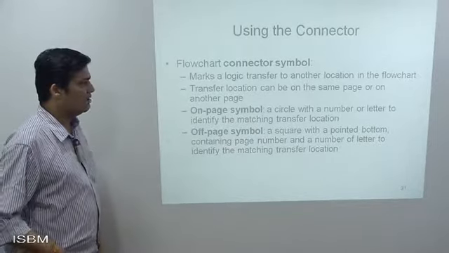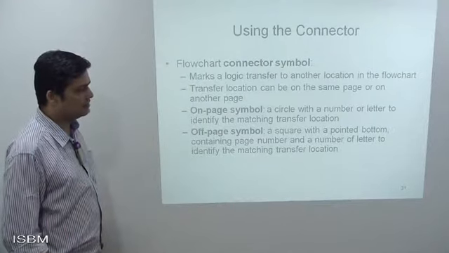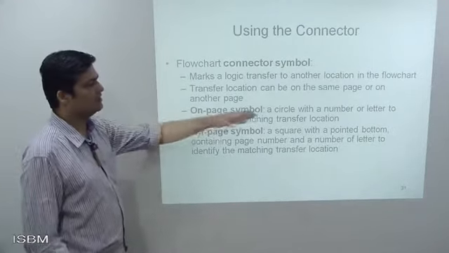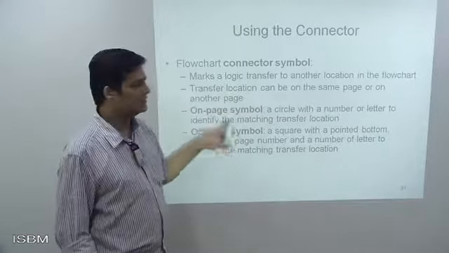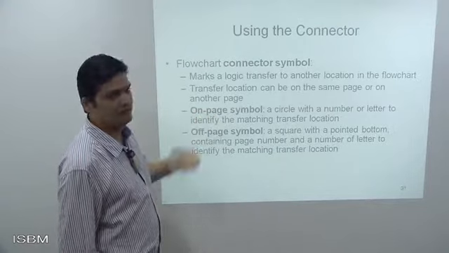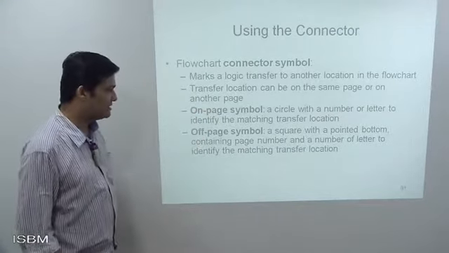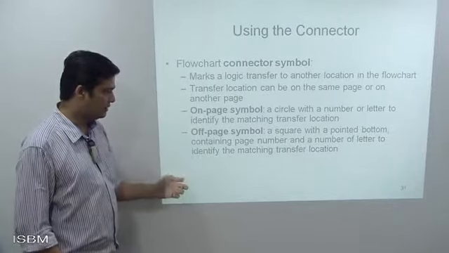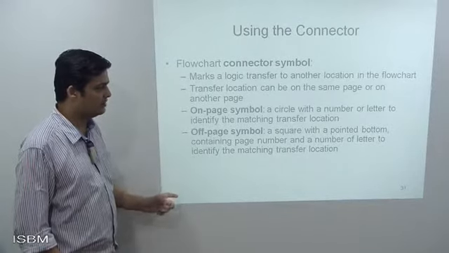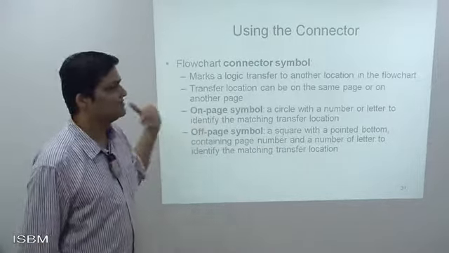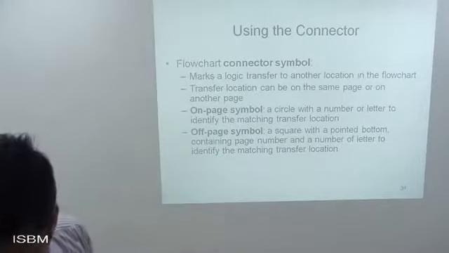Then the on-page symbol: a circle with a number or letter to identify the matching transfer location. It is a circle with a number or letter, which is called the on-page symbol. Off-page symbol: a square with a pointed bottom containing a page number and a number or letter to identify the matching transfer location where you want to go. We'll see it in the next one.